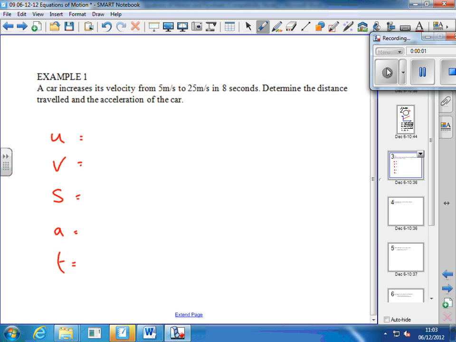First example then, the car increases its velocity, so we could write down what we know, and I would always recommend that. So it increases its velocity from 5, so the initial velocity is 5 meters per second, to 25 meters per second, and the time it takes to do that is 8 seconds. We've got to determine the distance travelled and the acceleration of the car. So first of all, Daniel suggests that we calculate the acceleration first.